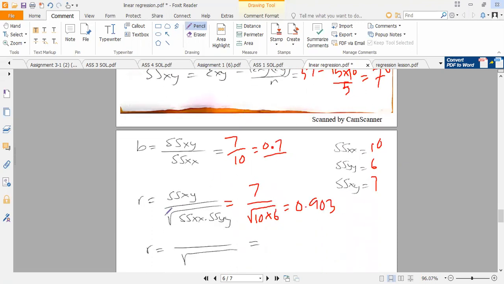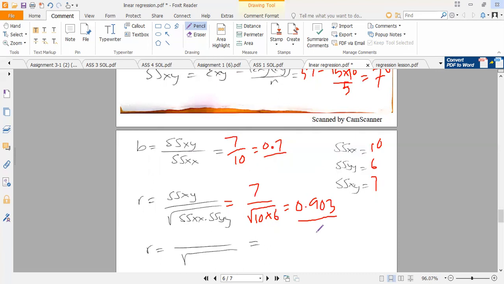Then when we go to calculating our R, our R is summation of xy over the square root of summation of xx times yy. So since we have our xy at 7, we put 7 there. Xx, yy, so 10 times 6. So when you divide root 60 into 7, we get 0.903. So this is our R.